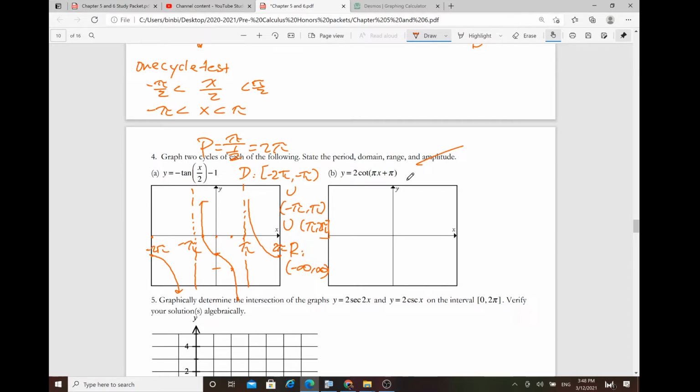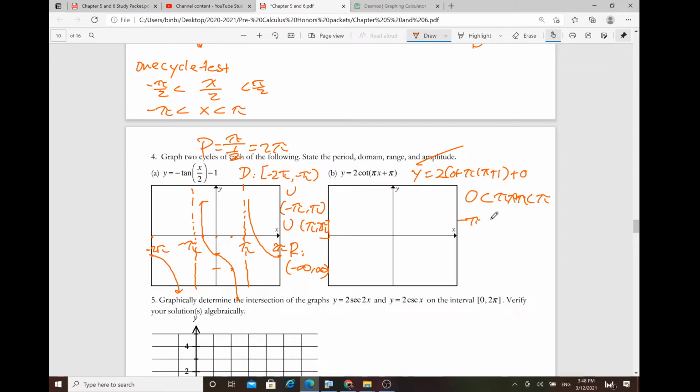Okay, so for cotangent, it's quite similar. So this one you can always rewrite it as y equals 2 cotangent of pi, and then x plus 1. You can say that k is 0 plus 0. Try to do the one cycle test for cotangent, excuse me. So 0 to pi, and then the quantity pi x plus pi.